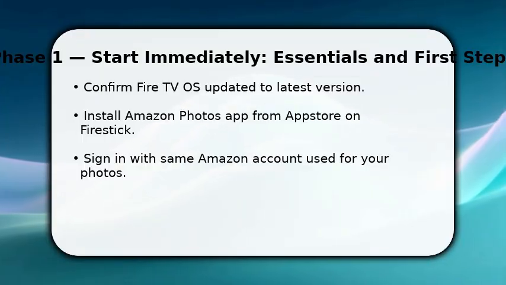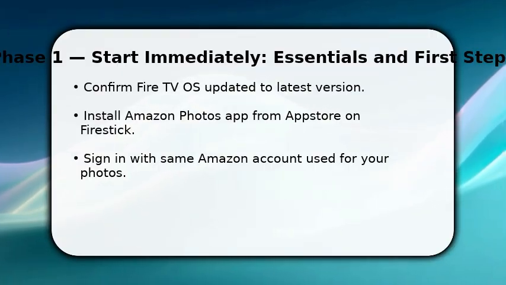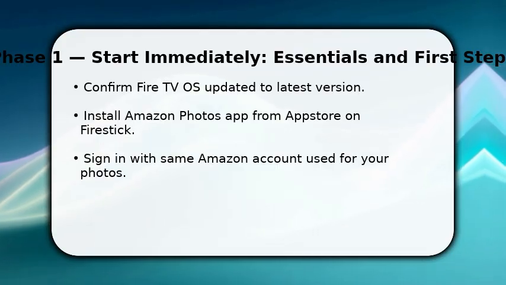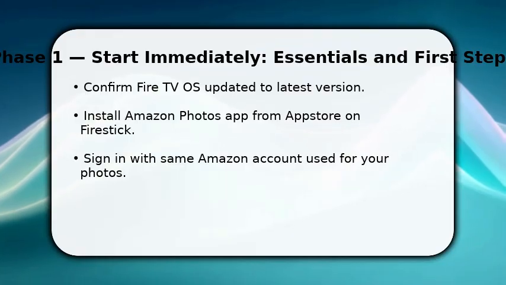You begin by making sure your Fire Stick is on the latest Fire TV OS. This avoids app conflicts. Once done, open the Amazon App Store and install Amazon Photos. This gives you the gallery interface.